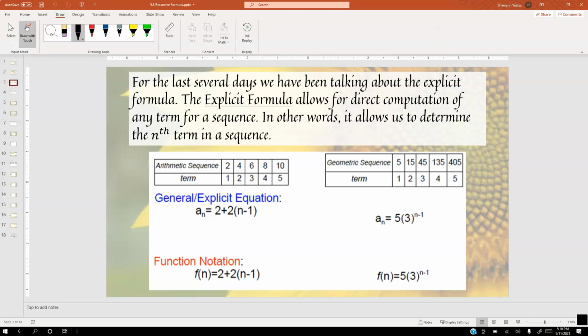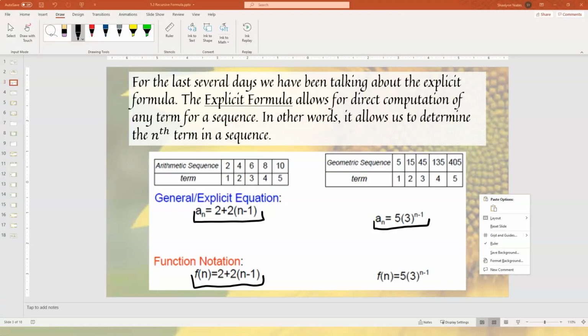Okay, so here is our sequence for arithmetic in both function notation and sequence notation. Then over here we've got the geometric ones. Notice the n-1 exponent is the biggest thing that's different. Okay. All right, and let's keep moving.